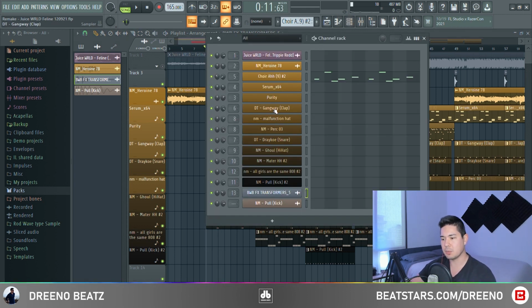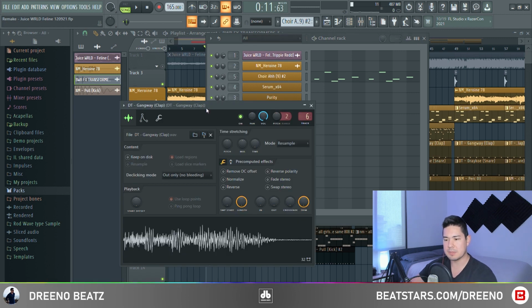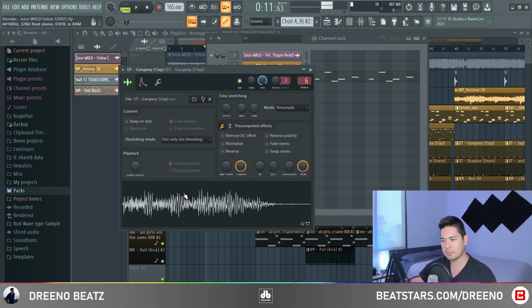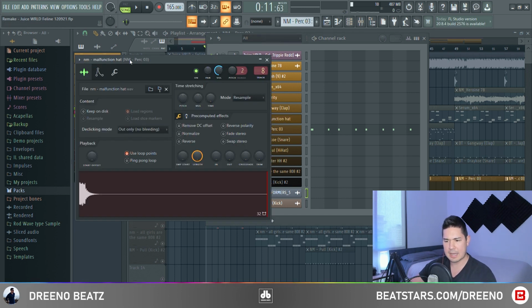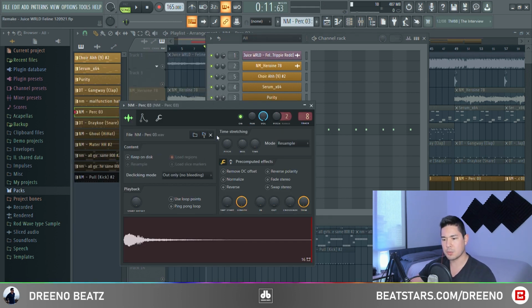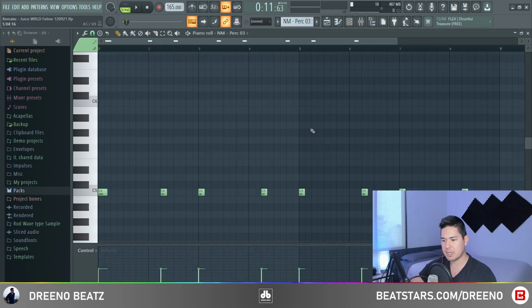For this, like I said, we're sticking with Internet Money drums. We are using a clap from DT's kit called Gangway. For the open hat and the perk, we are layering two things together, a multi-function hat from Nick Mira's kit, also with one of his perks. So together those two play this.